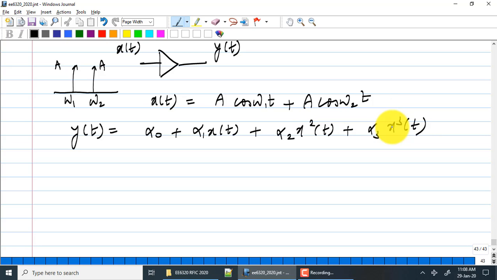So alpha 1 x of t is pretty straightforward. At the output you will get alpha 1 A cos omega 1t plus alpha 1 A cos omega 2t. So I'll call that DC and fundamental. So the DC term is alpha naught plus some portion from the second order terms. Okay, plus something.